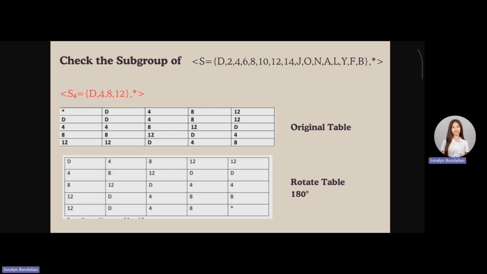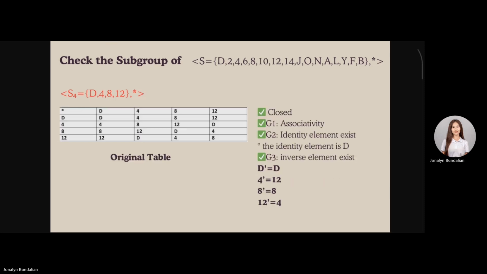So for S sub 4 is equal to D, 4, 8, and 12. So this is our original table and the table rotated 180 degrees. And S sub 4 is closed, it is associative, and an identity element exists, and the identity element is D, so it has an inverse element too. D inverse to D, 4 inverse to 12, 8 inverse to 8, and 12 inverse to 4.